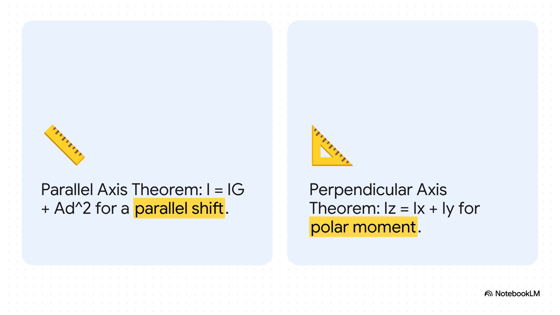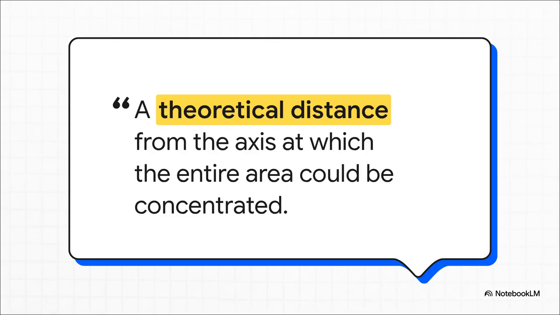On the flip side, we've got the perpendicular axis theorem, which helps us find the polar moment of inertia, and that's what measures a shape's resistance to twisting and torsion. And that brings us to one final, really fascinating concept, the radius of gyration, usually denoted by a lowercase k. It equals the square root of the moment of inertia divided by the area.